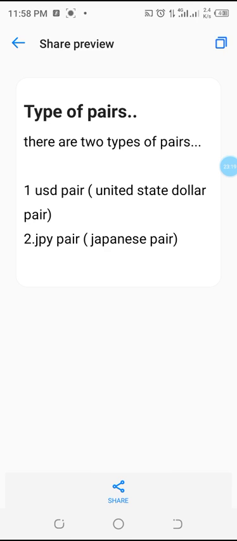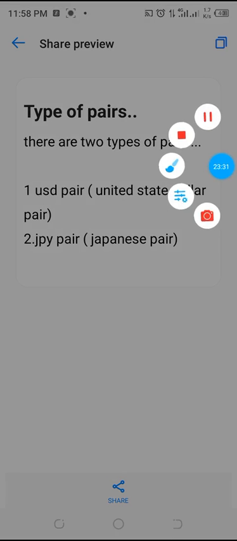What's the meaning of this thing popping up now? The US dollar pair, and the second one, the Japanese pair. Let me explain something to you guys. This is the USD pair. As I said, there are two types of pairs: the US dollar pair, and then the Japanese currency pair.